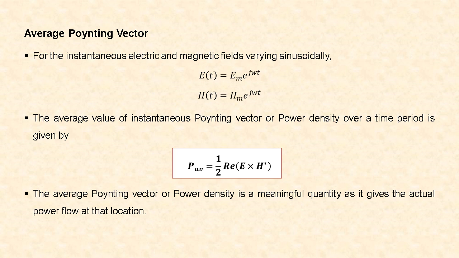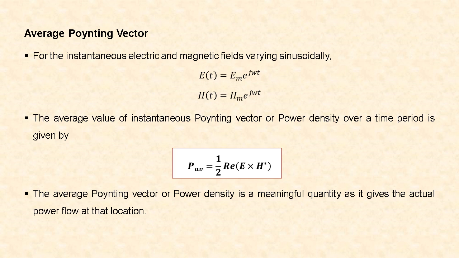Next is the average Poynting vector. Suppose the electric and magnetic fields vary instantaneously and sinusoidally with time, that is E of t is equal to Em into e power j omega t. Here Em is the maximum amplitude of the electric field and H of t is equal to Hm into e power j omega t. Hm is the maximum amplitude of the magnetic field.